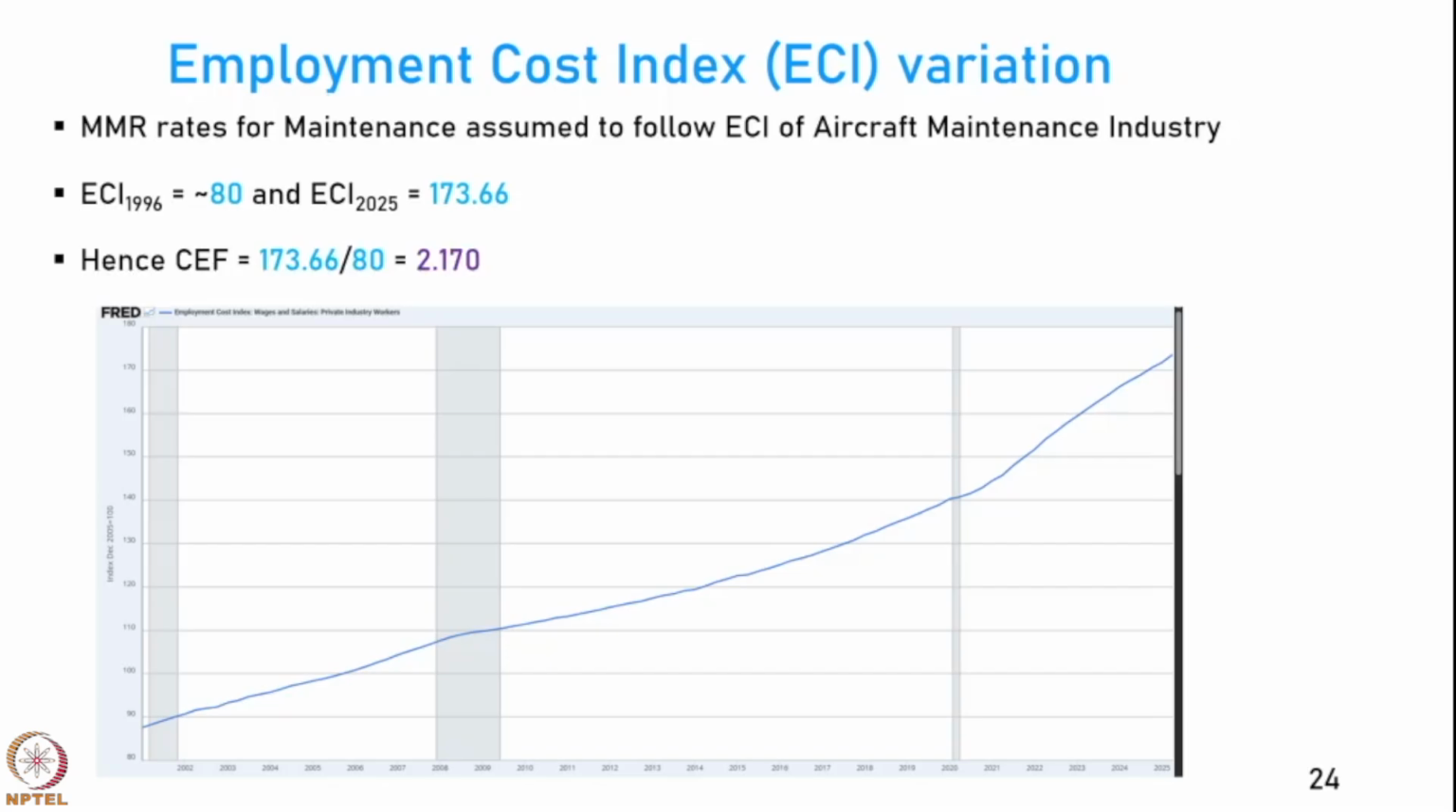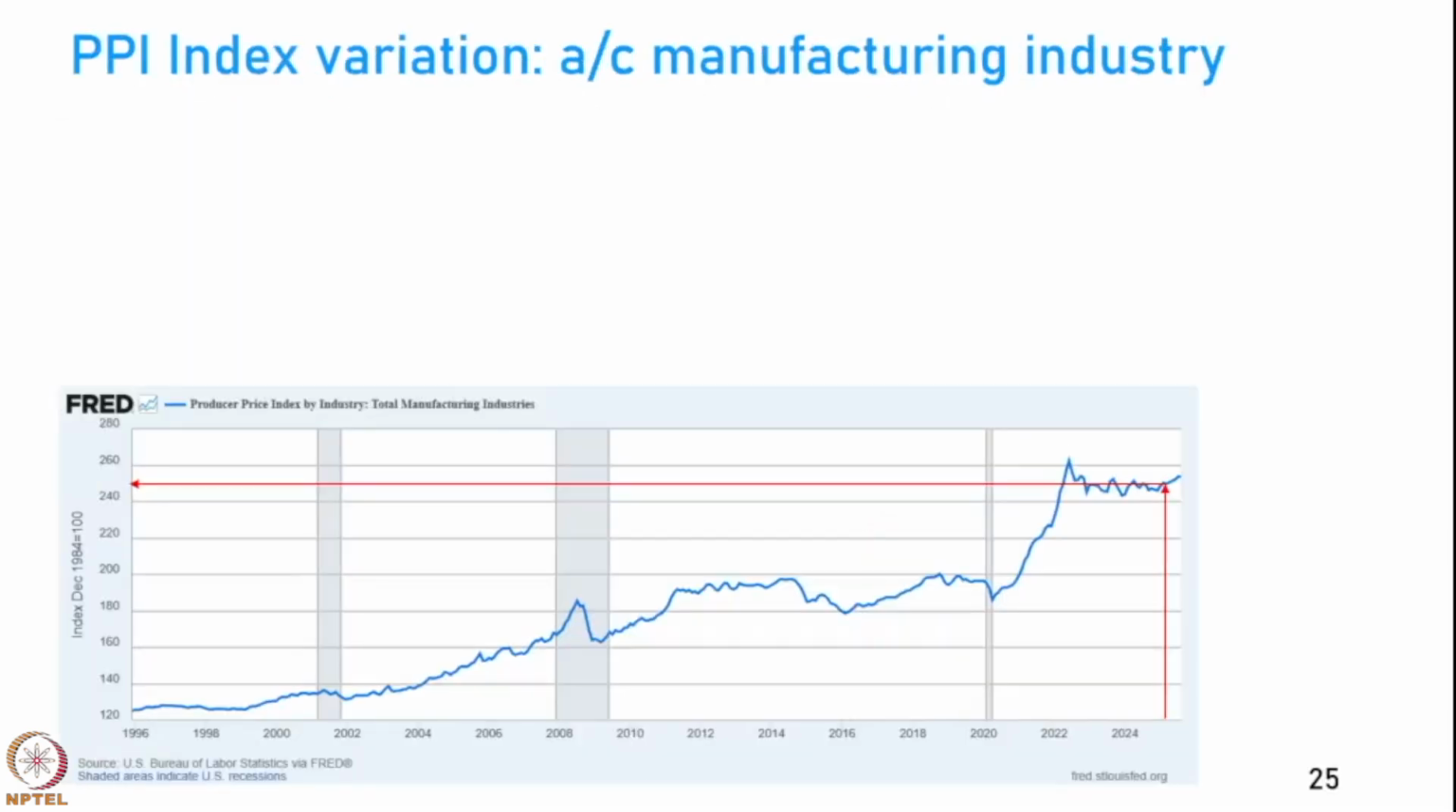Therefore, if something cost $10 in 1996, it will cost 2.17 times 10, $21.7 in 2025. Okay. So, all the costs related to the manpower will be multiplied by 2.17.